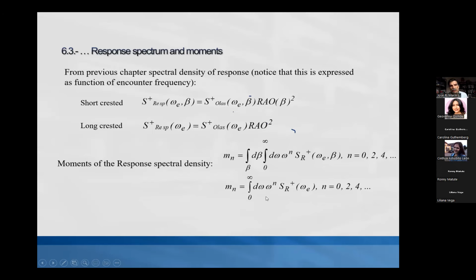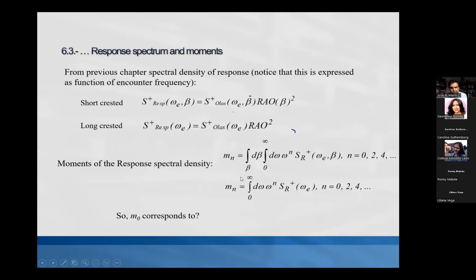Okay? Okay, so the number is for short crested seas, considering this spreading. The most common formulation to include this spreading is the cosine squared, or this is for long crested sea, when you basically assume that mostly the waves are coming from one single direction. Okay, now let's suppose that we have done this integration and we have calculated these moments, M0, M2, and M4. What do we do next?